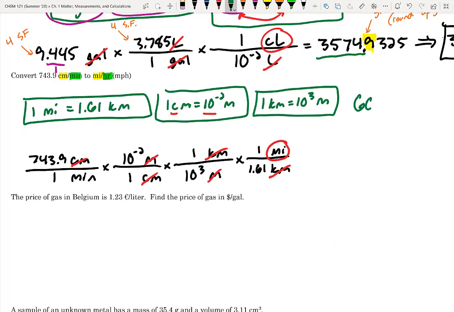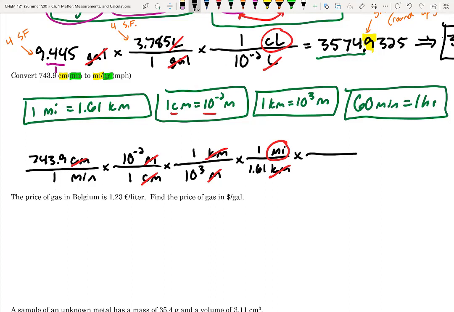60 minutes is equal to 1 hour. So that will be my last unit conversion. And this is going to be weird, because now if we go and look at it, minutes is on the bottom, which means to cancel it out, we actually need minutes on the top at the very end, right? So I'm going to put minutes on top right here. That way, when we cross multiply, it'll cancel out, right? And that means we need hours on the bottom.